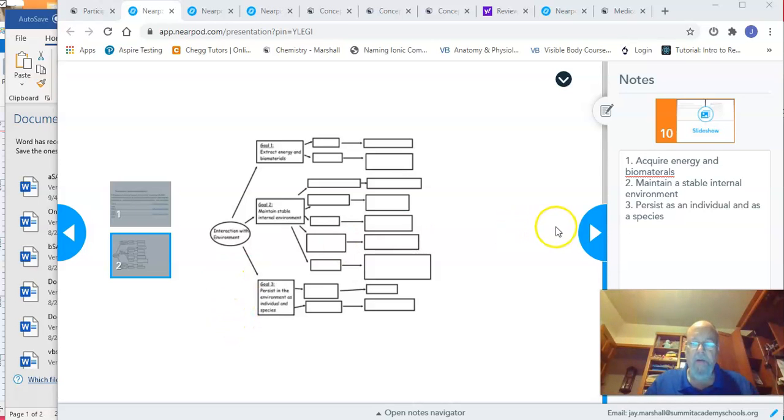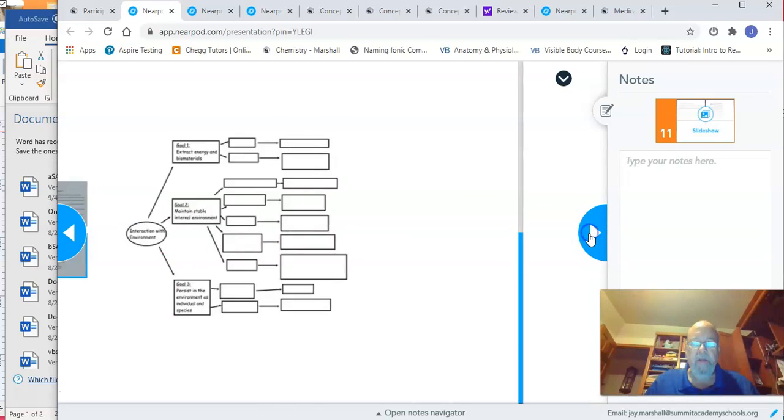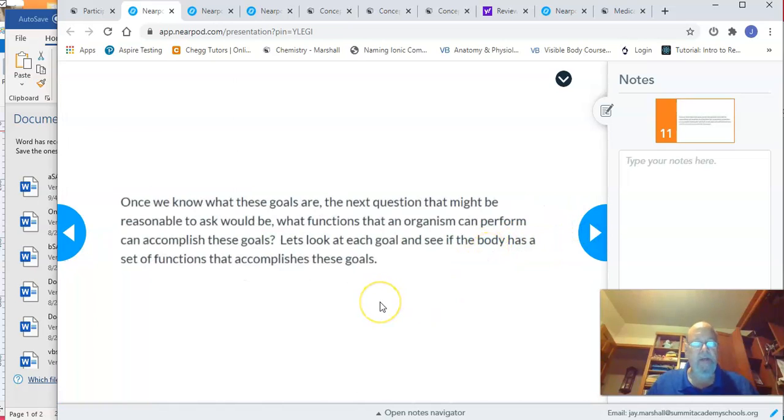Okay, now let's go to the next slide and find out what we do next. Once we know what these goals are, the next question might be, do I have some functions that are part of me that can accomplish these goals? What is it that can accomplish acquiring energy and biomaterial? What is it about me that can accomplish maintaining a stable internal environment, etc.? Let's look at each goal and see if the body has a set of functions that will accomplish these goals.